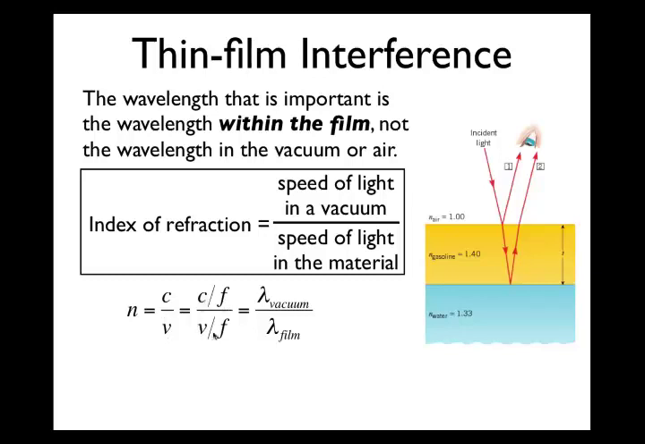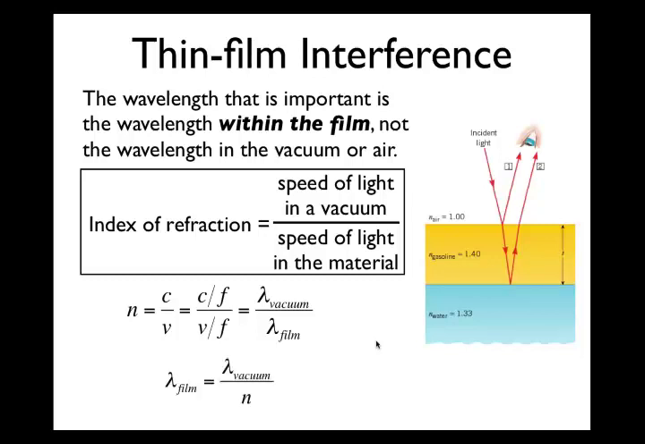So c over f equals v over f. Well, speed divided by frequency is wavelength. And so the index of refraction can also be written as the ratio of the wavelength of the light in the vacuum to the wavelength of the light within whatever material is forming the film. In this particular picture, that would be gasoline.